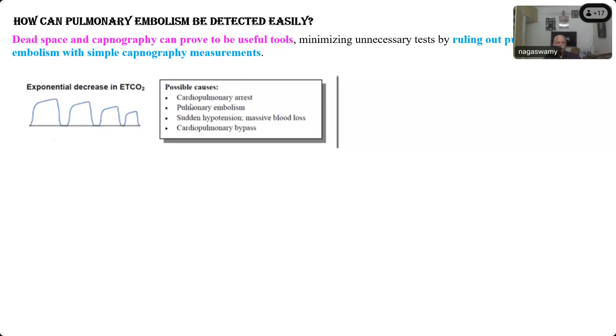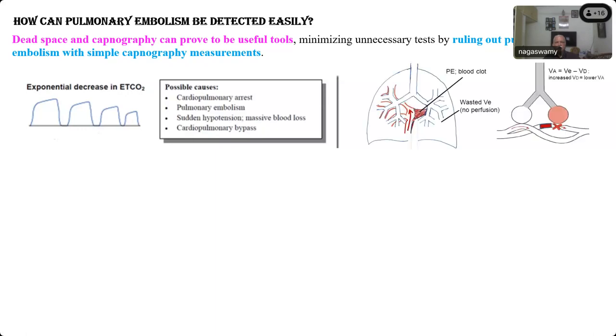And the possible causes, this question I just put for the sake of OSCE. Sometimes they can give a capnographic picture like this for you to remember. So cardiopulmonary arrest, pulmonary embolism, sudden hypotension with massive blood loss, or cardiopulmonary bypass, all these things can lead to a decrease in ETCO2, which is the cause of this factor. So how is this caused?